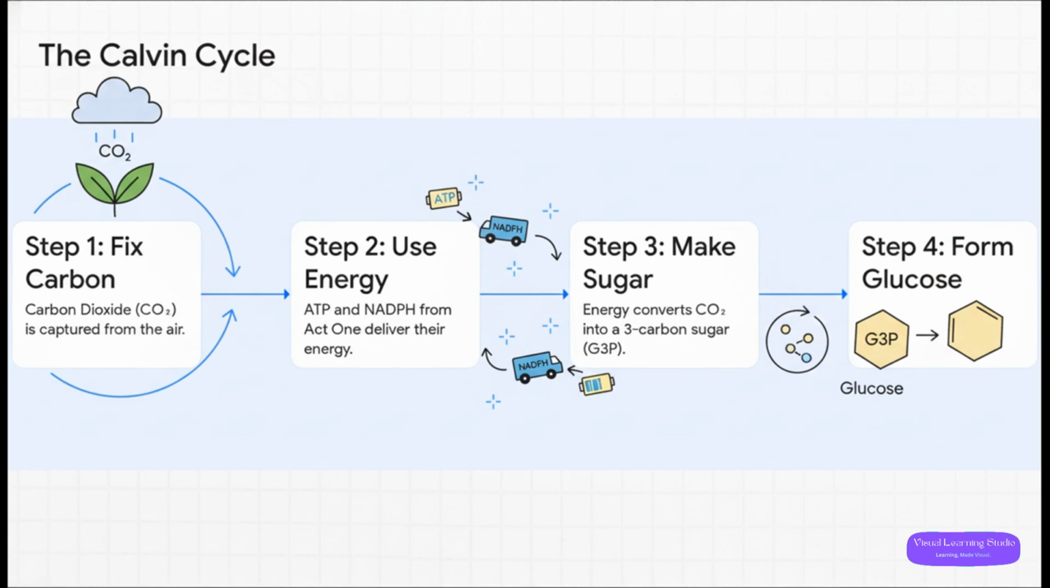First, the plant grabs carbon dioxide from the air. Then, guess who shows up? Our ATP batteries and our NADPH delivery trucks from Act 1. They arrive, they drop off all their energy, and that energy is what powers the conversion of CO2 into a simple sugar. And for the final step, the plant combines 2 of those simple sugars to make 1 molecule of glucose. And there you have it.